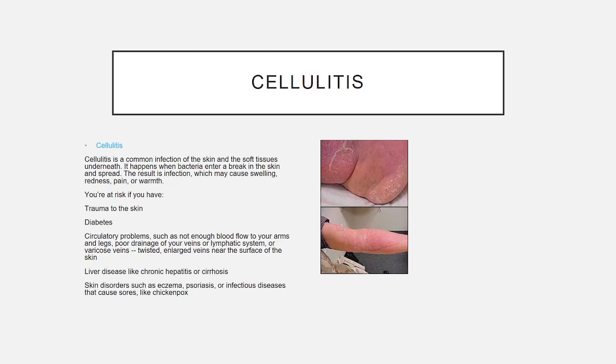You're at risk if you have trauma to the skin, diabetes, circulatory problems such as not enough blood flow to your arms and legs, poor drainage of your veins or lymphatic system, or varicose veins, twisted, enlarged veins near the surface of the skin, liver disease like chronic hepatitis or cirrhosis, skin disorders such as eczema, psoriasis, or infectious diseases that cause sores like chickenpox.